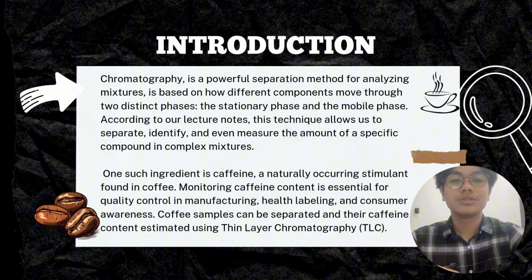Chromatography is a method we use to separate mixtures. It works by passing the mixture through two phases: the first is the stationary phase that stays still, and a mobile phase that moves. Different parts of the mixture move at different speeds, which helps us separate them. One real-life example is caffeine in coffee. It's important to measure caffeine for health labels and quality control. We can do this using thin layer chromatography, or TLC, a quick and simple way to separate and estimate the caffeine in coffee samples.